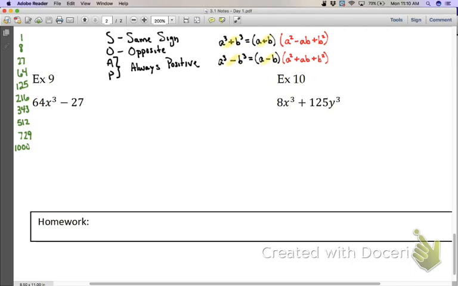So if I have 64x to the third, I need to figure out which number, is it a perfect cube? Yes, or it wouldn't be here. So I have 64 right here. It's the fourth one, so that means I'm going to have 4x, because 4x times itself 3 times gives me 64x to the third. Now, SOAP, same sign, so minus, and then same way with the 27, it's third in my list. So I have 4x minus 3.